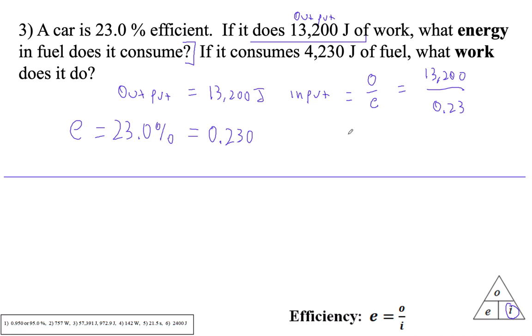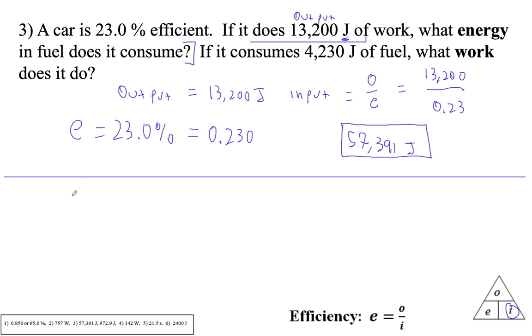That is, the input is 57,391. And these are joules, not watts, right? You always got to be careful, use the same units, either the rate of energy or the energy itself, the watts. All right, so we got that one, right? So let's do the second one here.